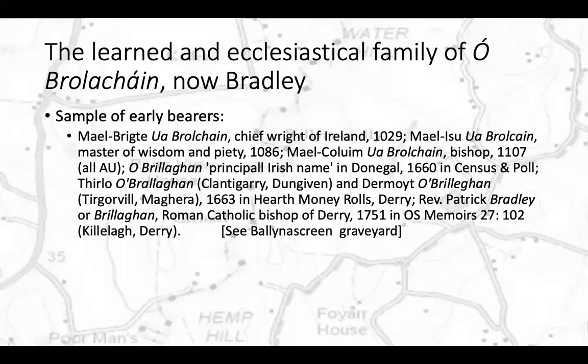So you have Melbricht Brolachan, the chief right of Ireland, 1029, a master of wisdom and piety in 1086, a bishop in, I think he's 1101, is he? Then we have the anglicised forms of that name, O'Brillachan in Donegal in 1660, O'Brallachan in Dungiven, still a stronghold of the name, but not in this form anymore, in 1663. And then, I don't know if you can see it because of the few people down the right of your screen, but we have here a proof of what happened to the name. The Reverend Patrick Bradley, or Brillahan, Roman Catholic Bishop of Derry in 1751, as recorded in the Ordnance Survey memoirs.